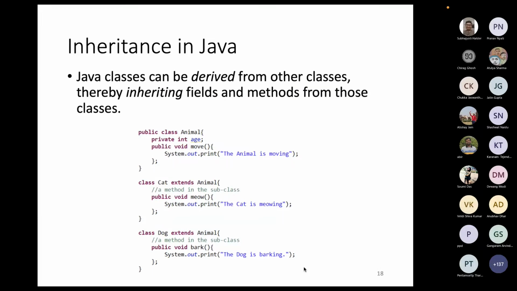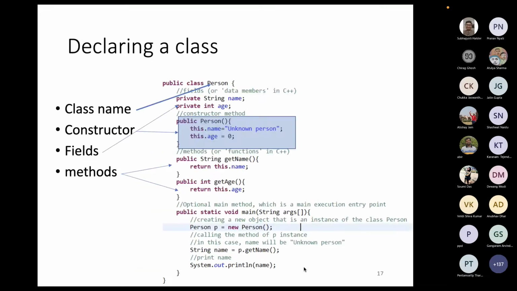Now I will just add a main class. Yes, please go ahead. Is it necessary to have the main function inside the person class every time? Okay, that's a very good question.